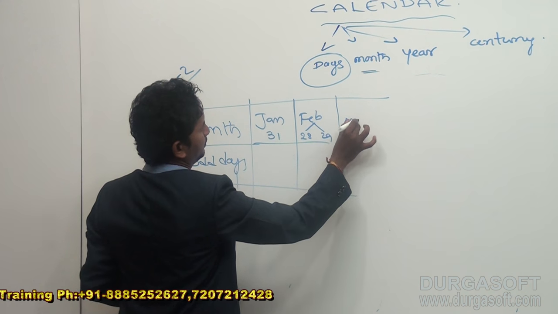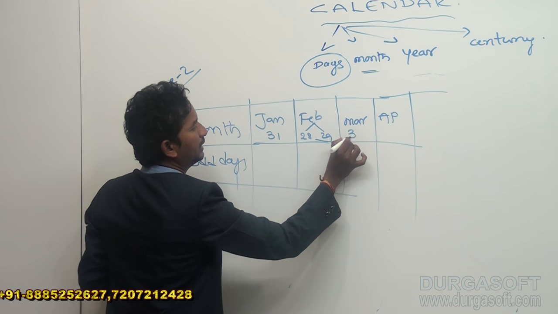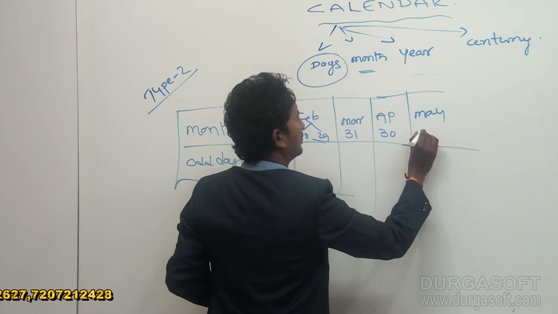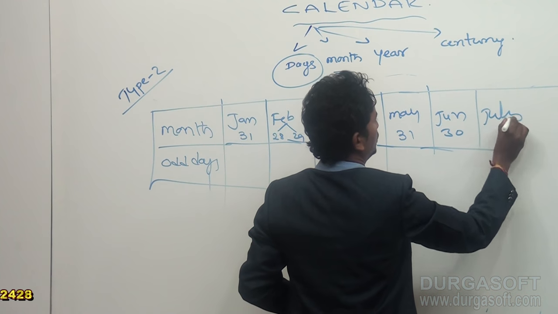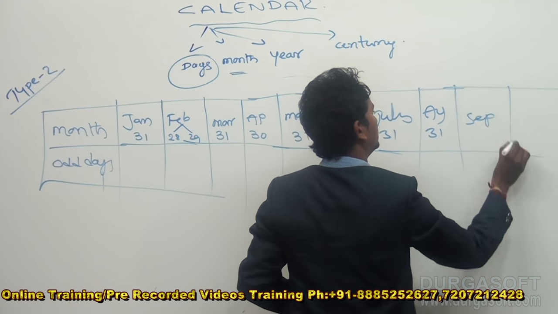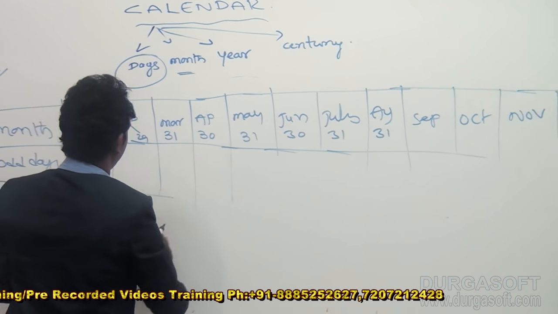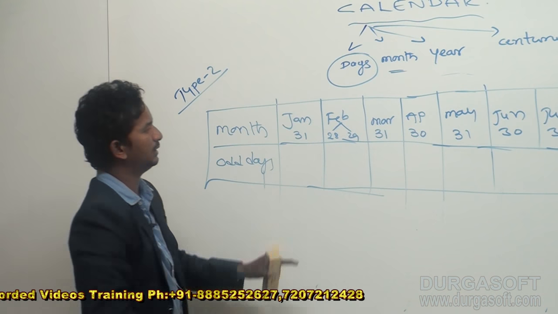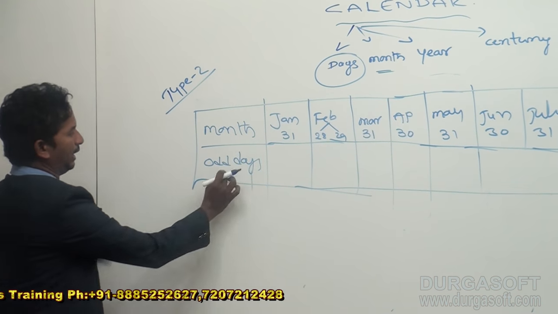Then March 31, April 30, May 31, June 30, July 31, August also 31, then September, October, November and December. This is the table. Now 30 and 31 days, how to find out the odd days?